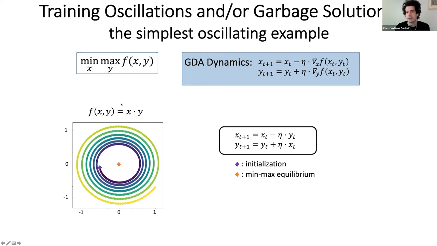But if I run gradient descent ascent, which degenerates into this very simple dynamic here, to solve this problem, what I see is this spiraling out behavior. So the equilibrium is here, but the GDA dynamics are spiraling around and away from the min-max equilibrium. So these are some simple examples of what's going on in these settings.